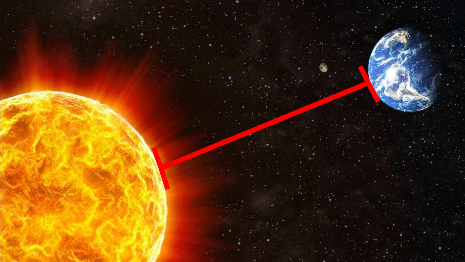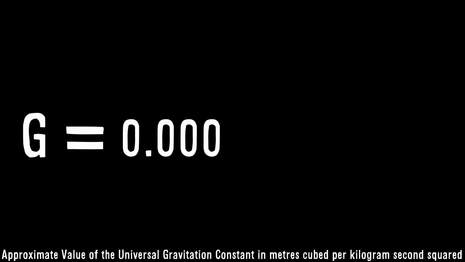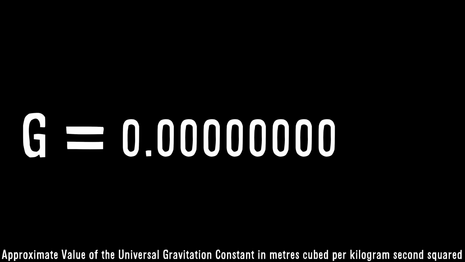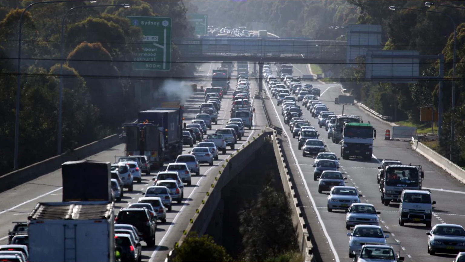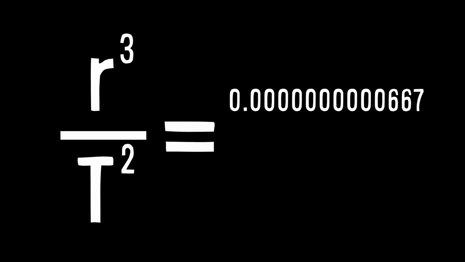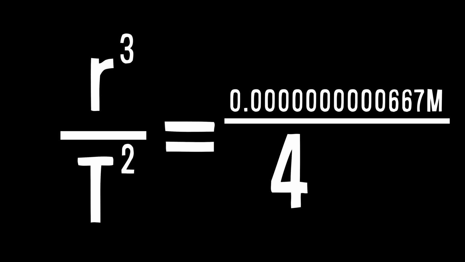Now, we can find the length of this orbit by using Kepler's third law formula, which states that the distance between the object in orbit and the object that it is orbiting around, r cubed, divided by the time it takes the object to orbit, t squared, is equal to the universal gravitation constant, G, which is equal to an approximate value of 0.0000000000667, which is also the average speed of the M5 in kilometers per hour, times the mass of the larger object, M, divided by 4 pi squared.